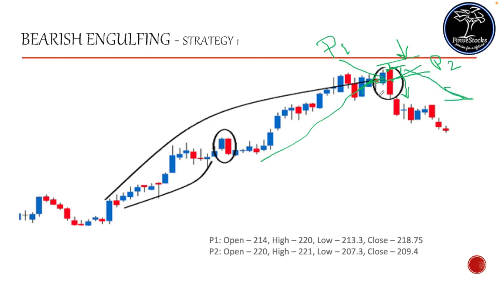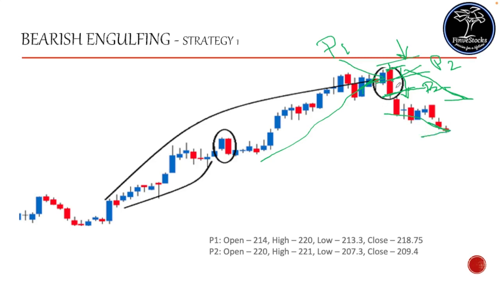There are two types of strategies for trading this pattern. One is for the risk takers and one is for the risk averse. Risk takers can initiate the trade at the closing of P2. That means once you have confirmed the engulfing happens on this candle, you can initiate the trade at the closing level of the P2 candle. So you can initiate a short trade over here for the continuing downtrend.